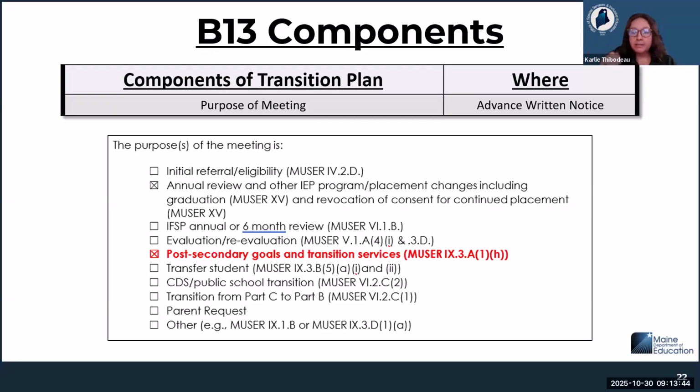So when we ask for paperwork to look at transition files, we will ask for the advanced written notice from that annual meeting, because like I said, it needs to be discussed at least annually. So we will ask for that annual advanced written notice. And what we look for is that you have that post-secondary goals and transition services checked. That must be checked to notify the people attending the meeting, including the parents, that you will be discussing that transition plan. So typically it's in conjunction with that annual review, and that's the one that we would be looking for or asked to look at to make sure that you're saying you're going to be talking about that. So this is compliance.